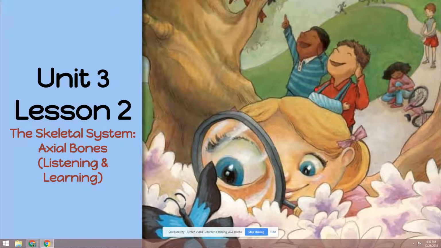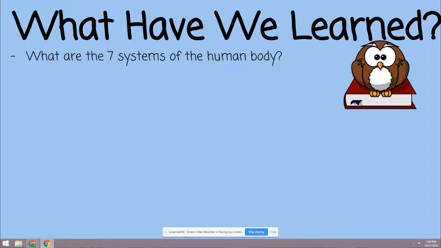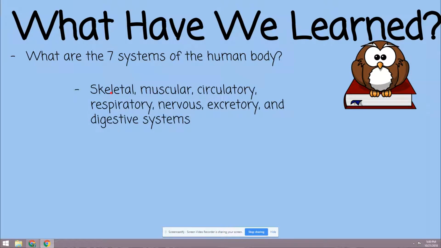So today in Unit 3, Lesson 2, we're going to be talking about the skeletal system. More specifically, we're going to be talking about the axial bones. So let's think about what we have already learned about our human body. We have learned that there are 7 systems of the human body. Those are the skeletal system, the muscular system, the circulatory, the respiratory, the nervous, the excretory, and the digestive systems.